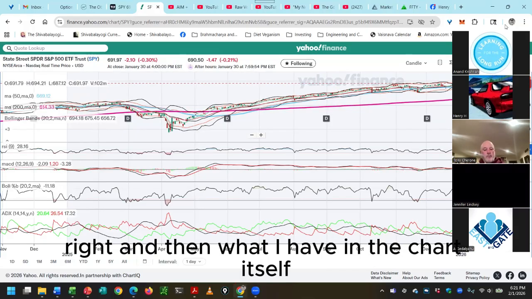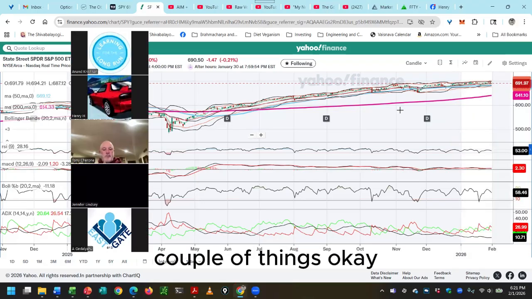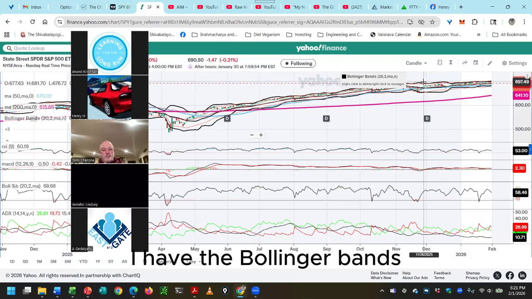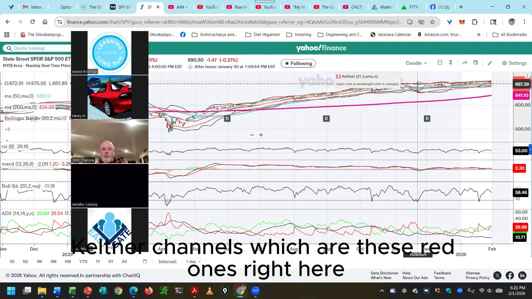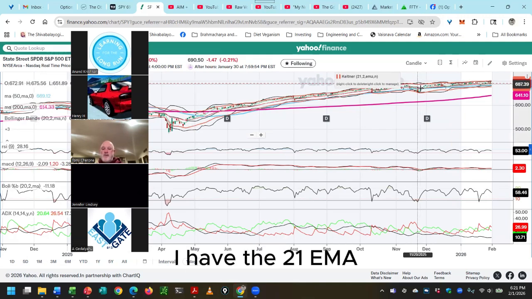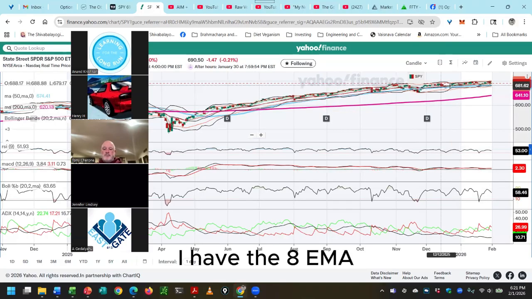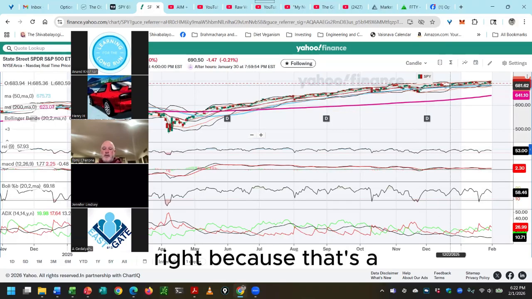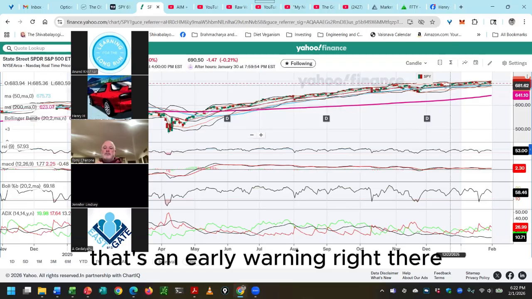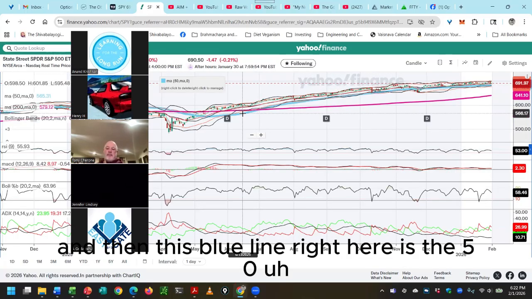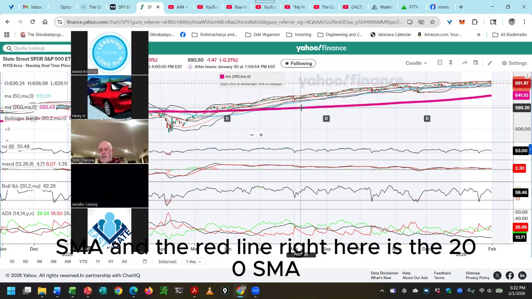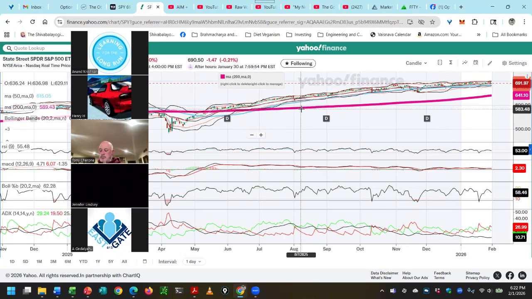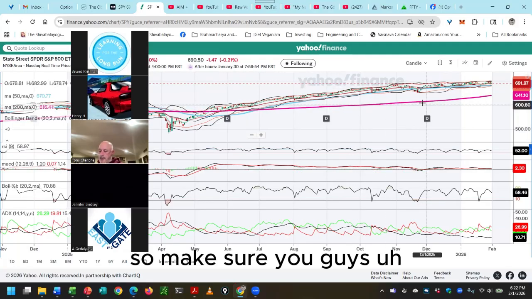And then what I have in the chart itself, a couple of things. I have the Bollinger Bands. I have the Keltner channels, which are these red ones right here. I have the 21 EMA. I have the 8 EMA, because that's an early warning right there. And then this blue line right here is the 50 SMA, and the red line right here is the 200 SMA. So make sure you note that down.